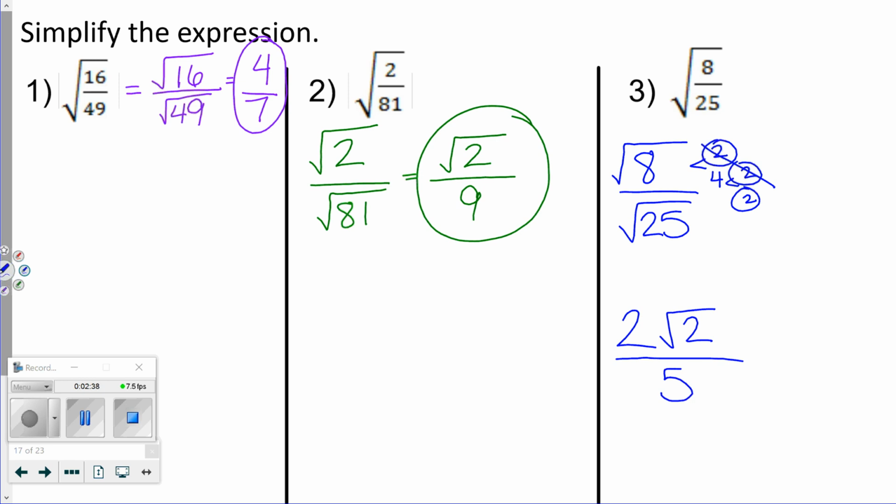Now we always want to check to see if anything simplifies. Numbers not in radicals, they can simplify together if you can do anything. In this case, I have a 2 and a 5. That does not simplify, therefore I am finished.